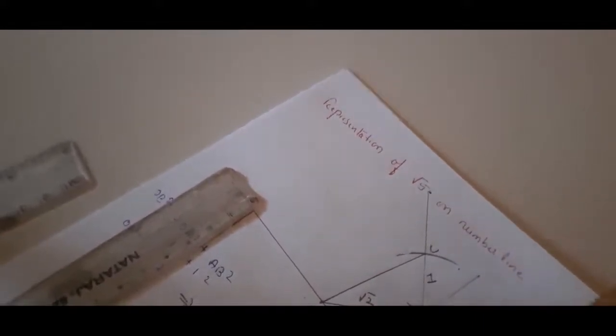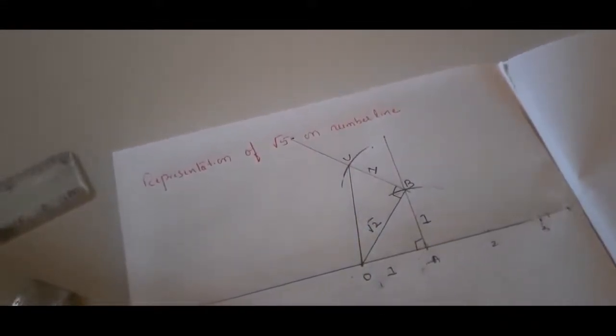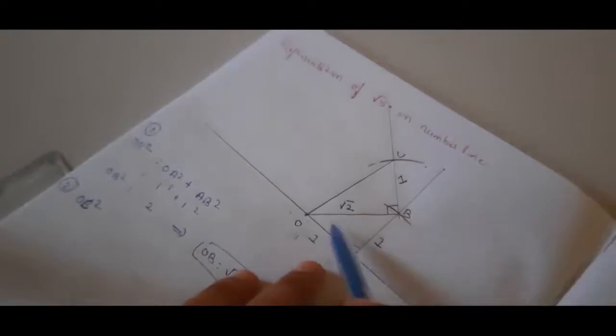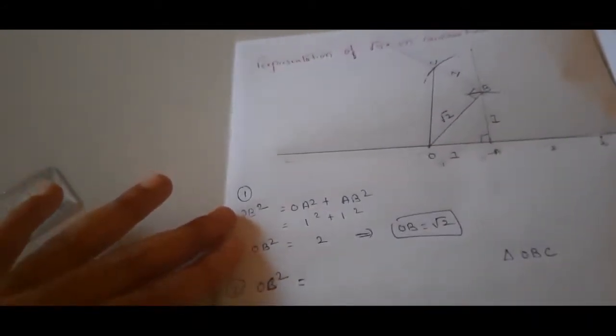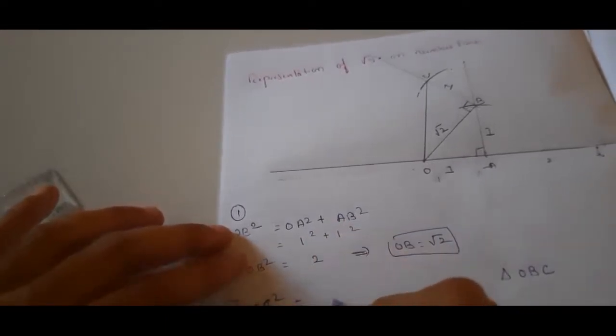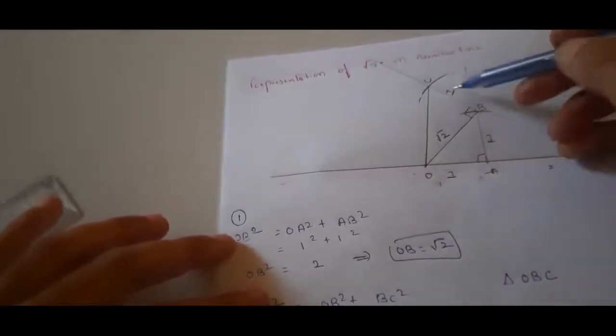So what about OC now? OB square plus BC square equals what here? OC square. By the help of Pythagoras theorem, let us find OC square. Why OC square? Because it is the hypotenuse. See, in triangle OBC, B is 90 degrees, so the hypotenuse will be OC square equals OB square plus BC square.